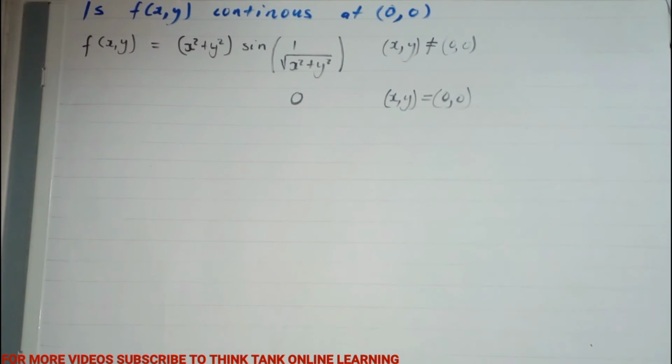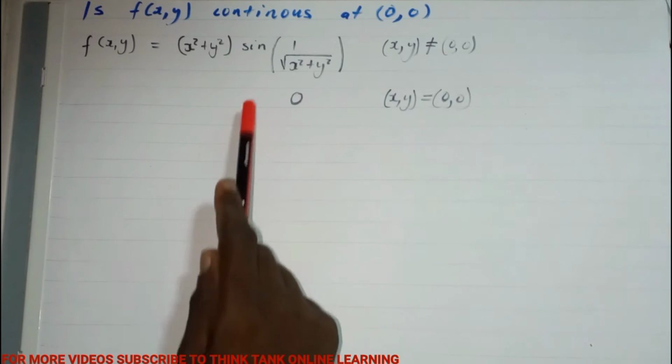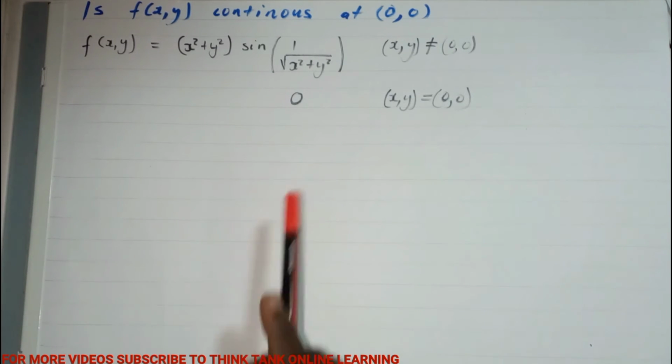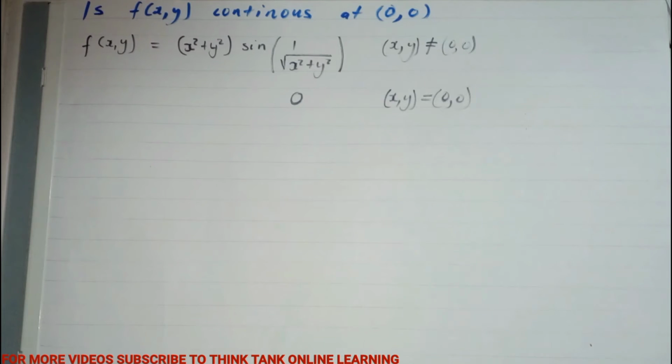So in this video I want to check whether this function is continuous at (0,0) or not. Okay, so I've given this function. If you look at this function, x squared plus y squared times sine of 1 over the square root of x squared plus y squared, it looks like it is very hard, but what we're going to do is use what you know to find what you don't know.